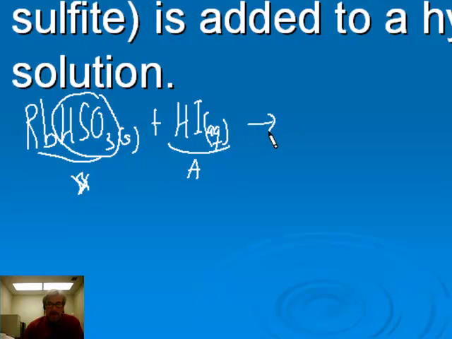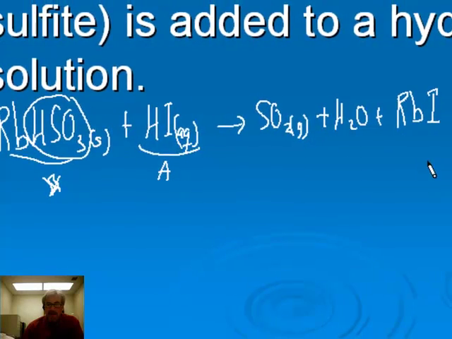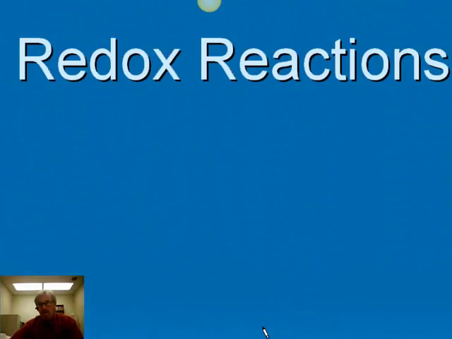And bisulfites, when they react with acids, give us SO2 gas, and water, and a salt. And this salt is going to be rubidium as the cation and iodide as the anion. That's aqueous. Well, now it's time to start looking at redox reactions.